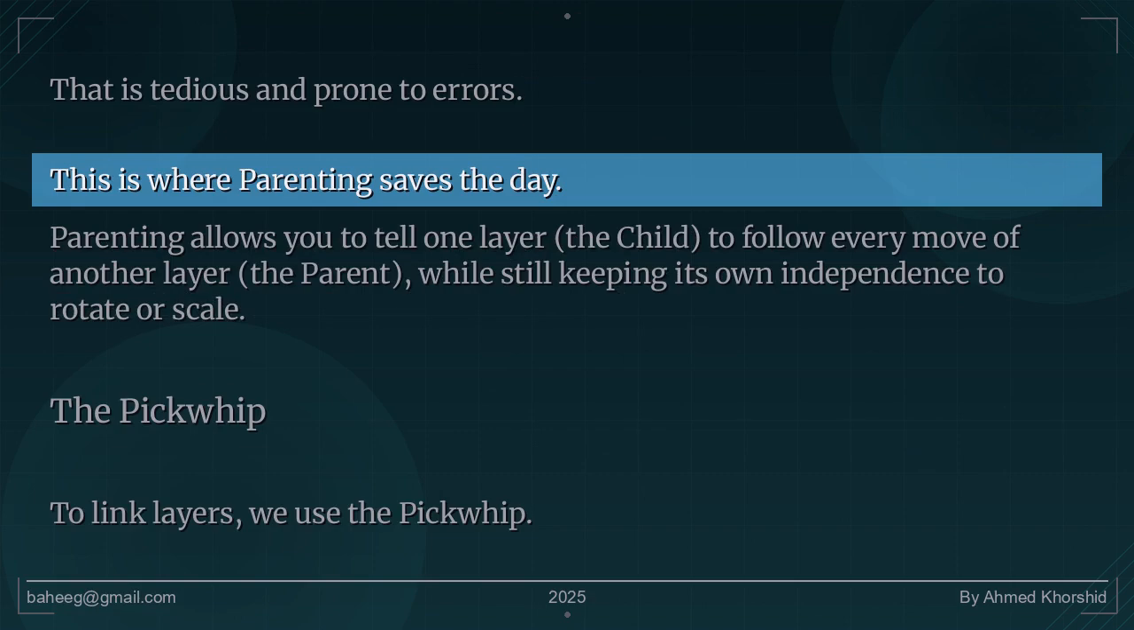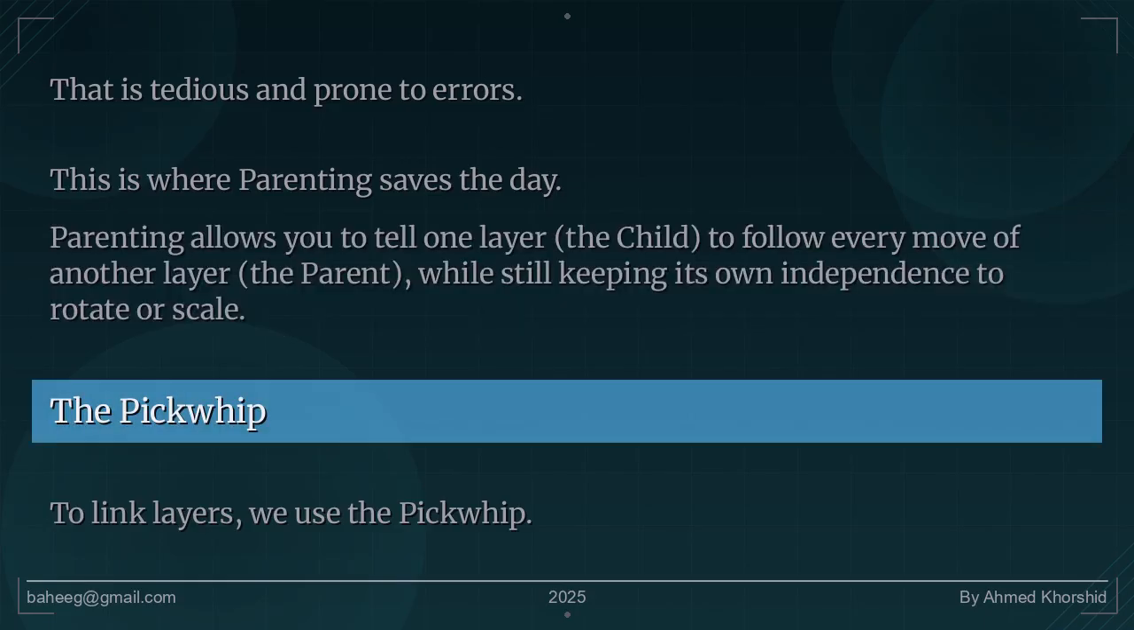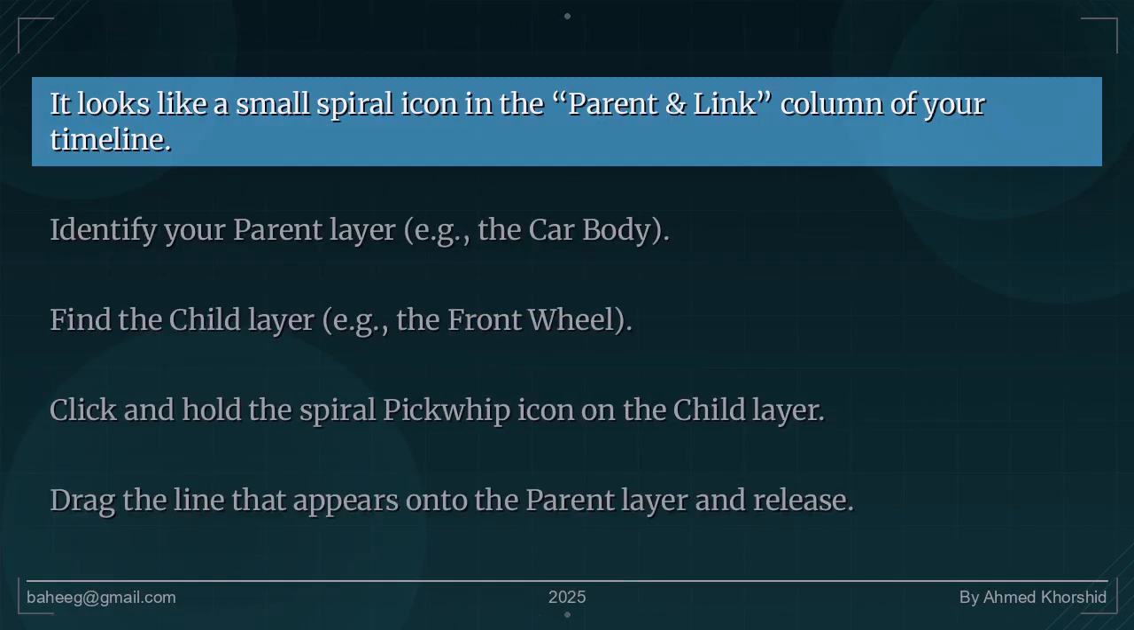This is where parenting saves the day. Parenting allows you to tell one layer, the child, to follow every move of another layer, the parent, while still keeping its own independence to rotate or scale. The pick whip. To link layers, we use the pick whip. It looks like a small spiral icon in the parent and link column of your timeline.